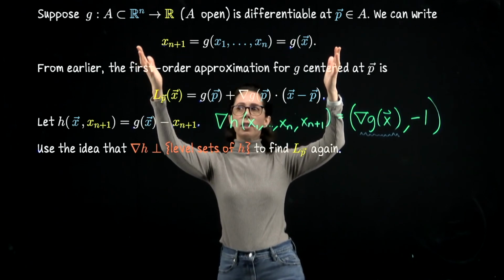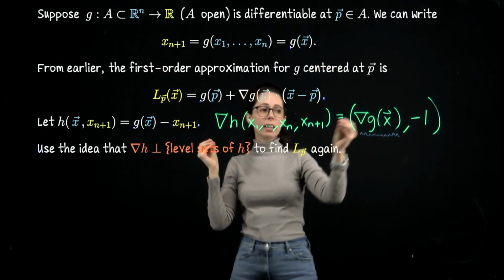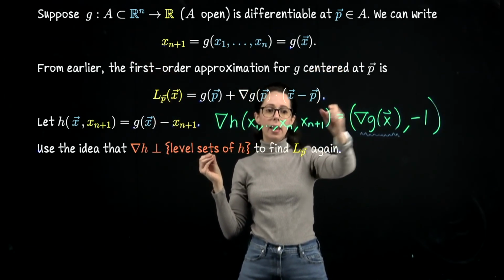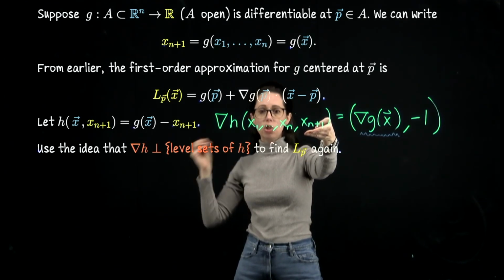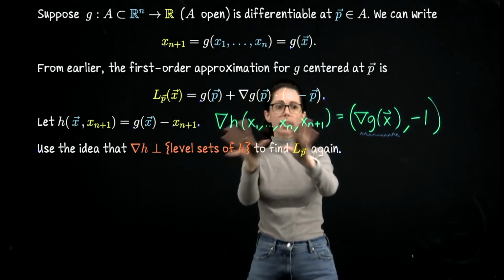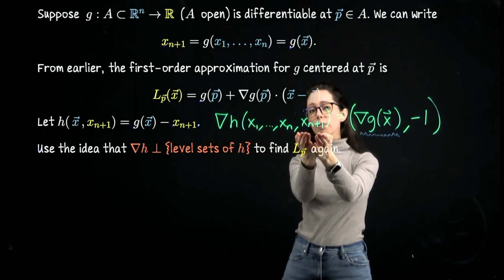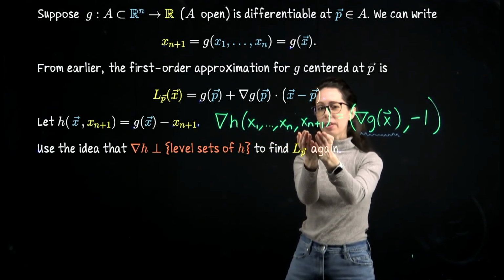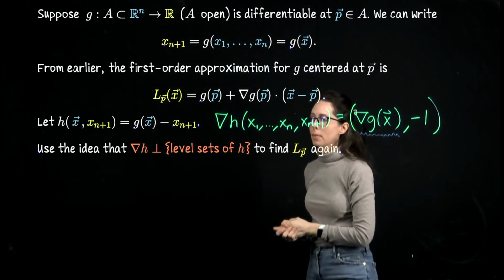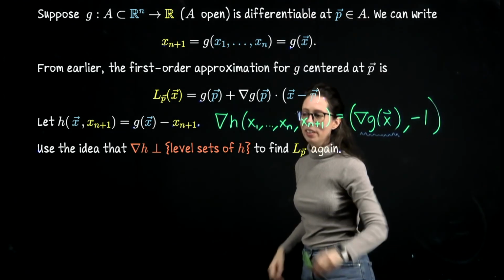But now I want to imagine that I'm trying to find the first order approximation for g at p when x is p and x_{n+1} is g(p). So it's like I need to take this gradient here, plug in p for the first n coordinates and g(p) because I'm looking for that specific value for this final coordinate. All right, here we go.